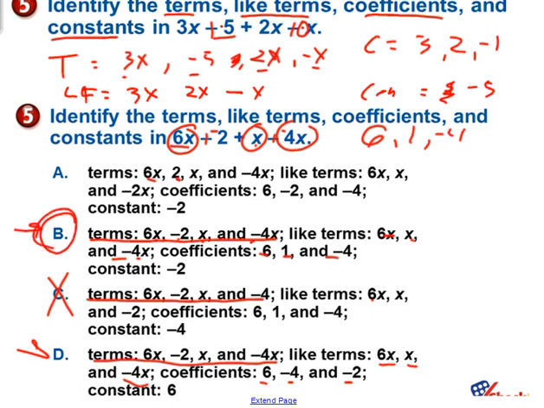So I'm thinking it's going to be B here. Let's look at constants just to check. If I look at the constants, it should be a negative 2. This one checks. And this constant does not check. So the answer is truly B as we check out all of the different parts.